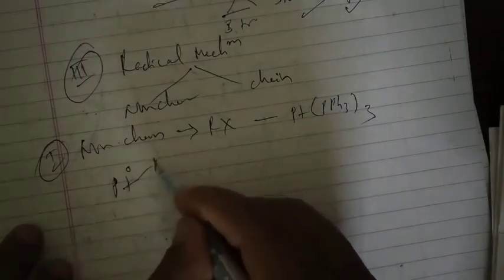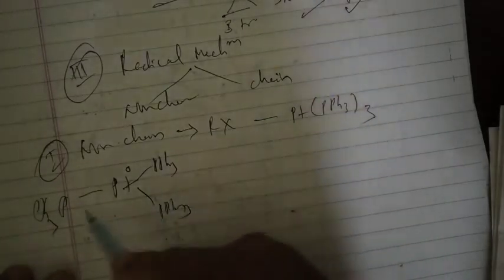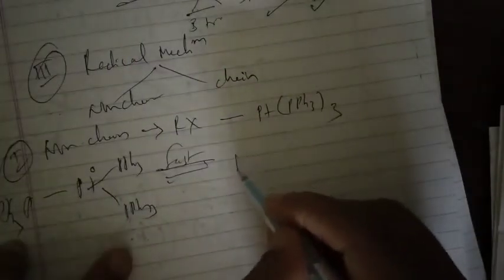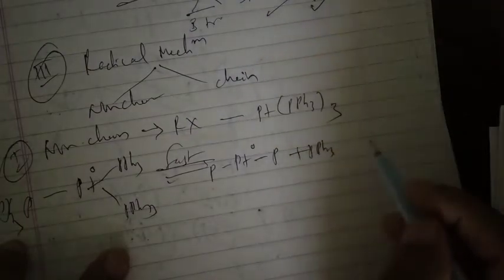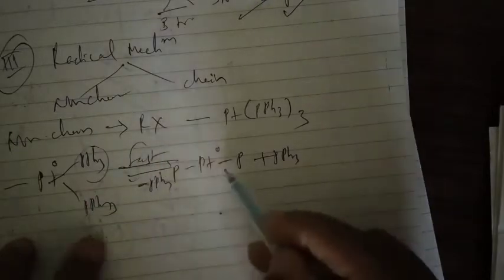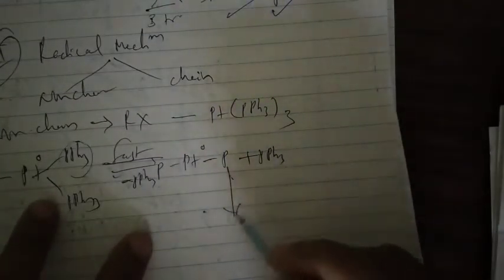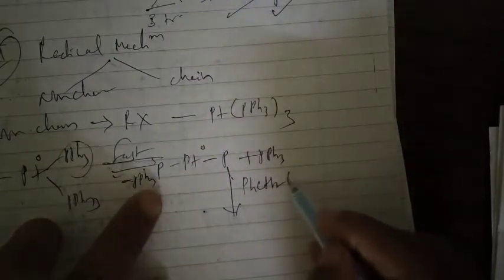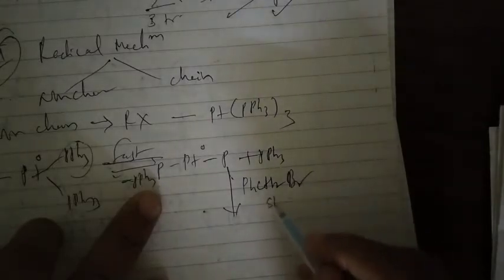Platinum is in the 0 state here, with three PPh3 ligands. What happens in the first step? This is a fast reaction: one of the ligands is lost, minus PPh3, and I get Pt(PPh3)2, where platinum is still in the 0 state. Now this complex is treated with the aryl bromide, phenyl bromide type, and this is the slow step.